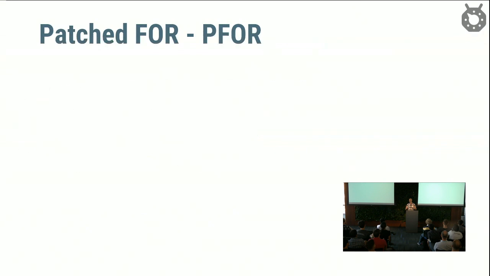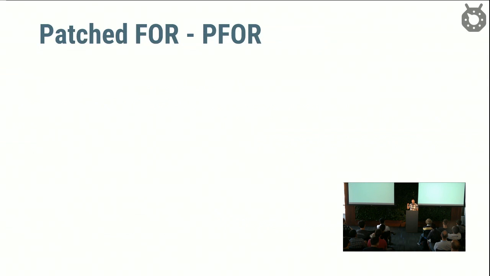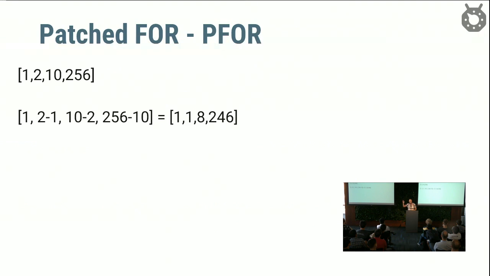Now, patched frame of reference is the natural extension of this, because what the hell do you do with those 107s and 125s, right? That's kind of weird. We're just given another data set, and it doesn't really help you there. So patched frame of reference does something a little bit different. Let's say we've got 1, 2, 10, 256. When we do our delta encoding, we get 118 to 46, and so we don't really get any savings there.